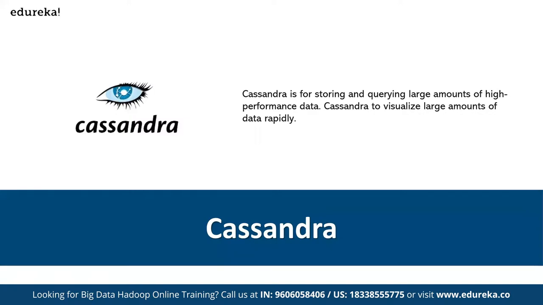Within NoSQL, we have different products called Cassandra, MongoDB, DynamoDB, and those kinds of things. And those NoSQL databases, depending on the use case we are trying to use them for, have different architectures. So some of them are column family NoSQL databases, some of them are document-based NoSQL databases, key-value databases, those kinds of things. So Cassandra is used for storing and querying large amounts of data with split-second performance.